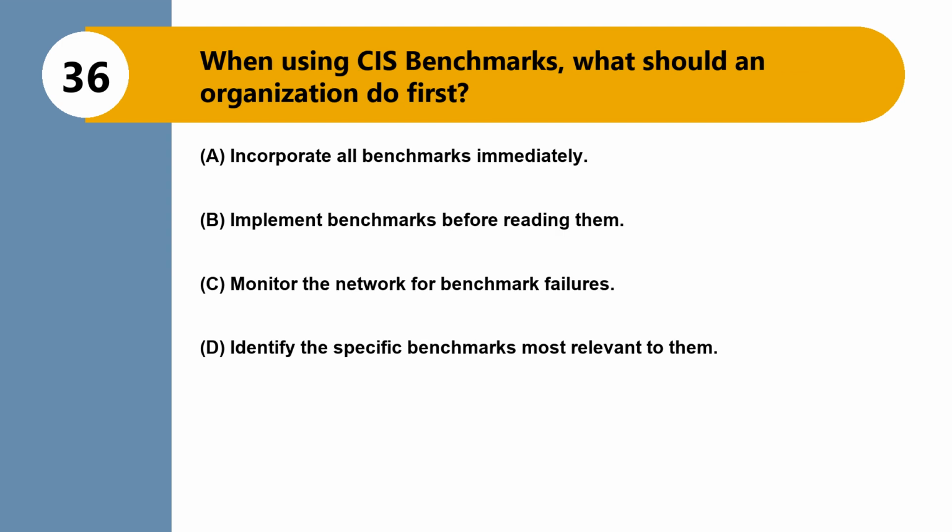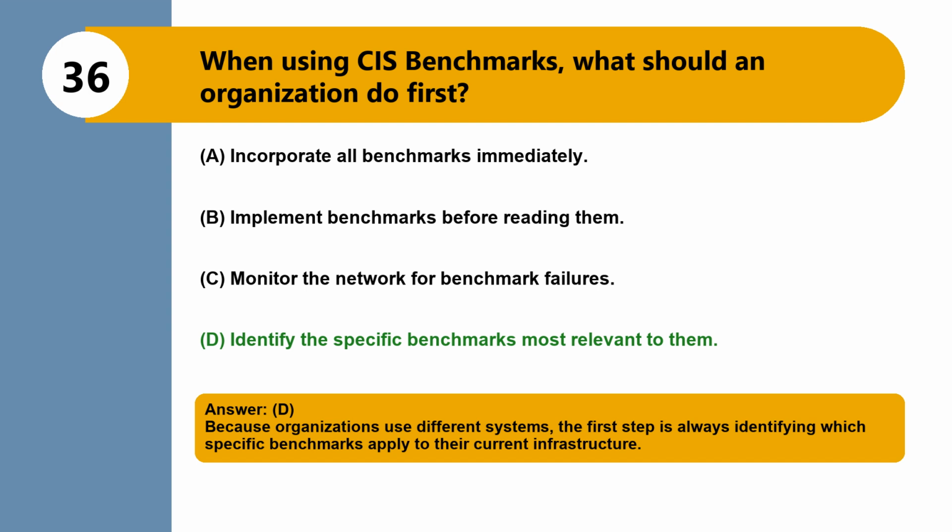Question 36. When using CIS benchmarks, what should an organization do first? Option A, incorporate all benchmarks immediately. Option B, implement benchmarks before reading them. Option C, monitor the network for benchmark failures. Option D, identify the specific benchmarks most relevant to them. The correct answer is option D, identify the specific benchmarks most relevant to them. Because organizations use different systems, the first step is always identifying which specific benchmarks apply to their current infrastructure.